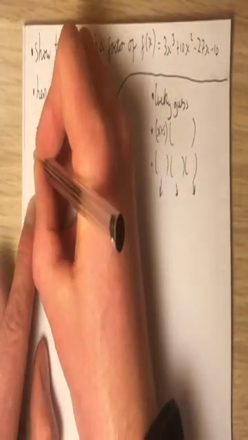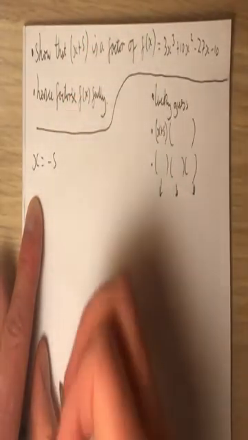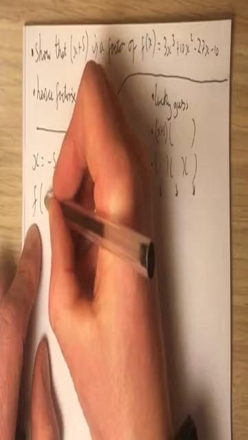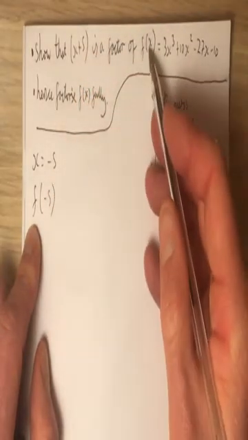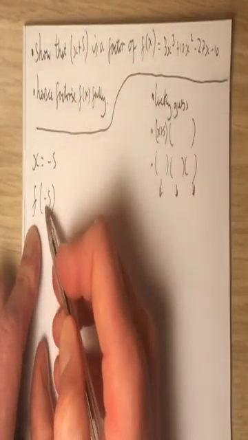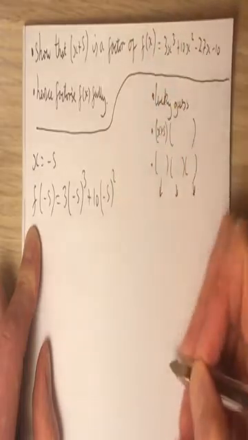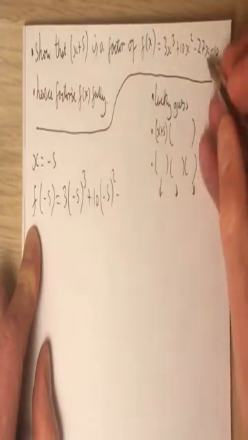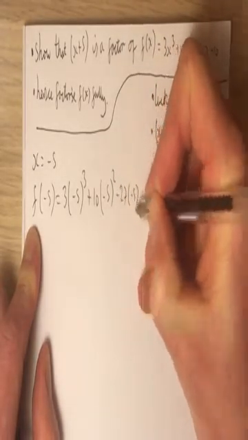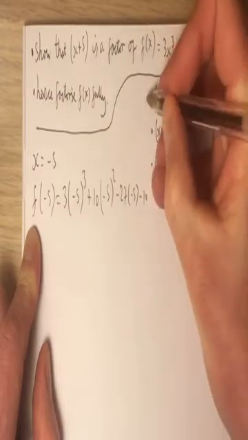Well, it's dead easy. All I'm going to do is sub in x equals -5 into this equation here. Essentially, I'm going to find out what is f of -5. So everywhere you see an x, it turns into a -5. For example, I'll have 3 lots of -5 cubed. I'll then add on 10 lots of -5 squared. I'll then take away 27 lots of -5, and I'll then take away 10.